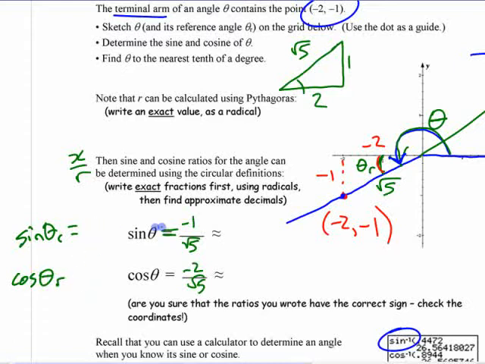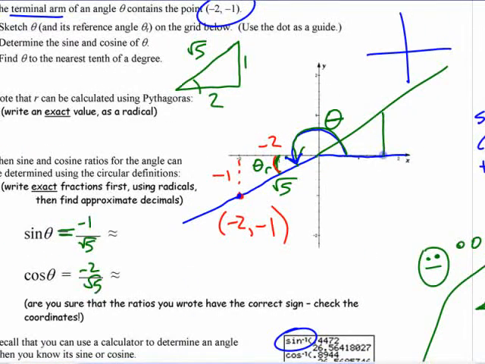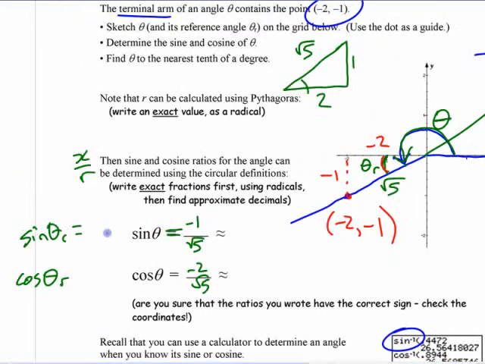If that were over here, this would be +1, this would be +2, this would be root 5. That's the only difference there. The actual number is the same. The fraction is the same. It's just going to be positive. Okay, that's if you're talking about theta r.